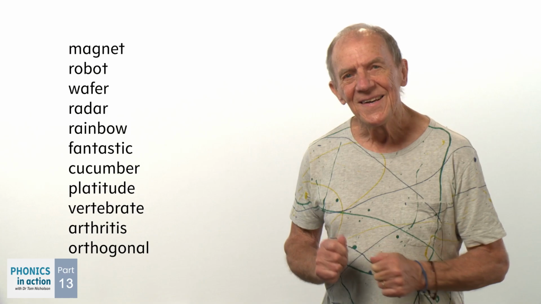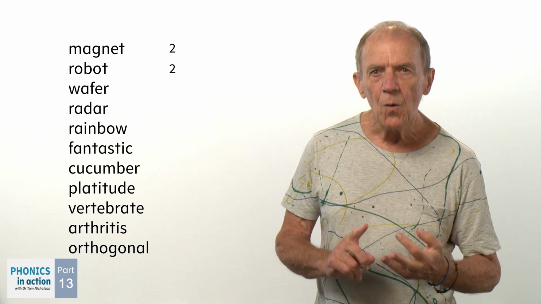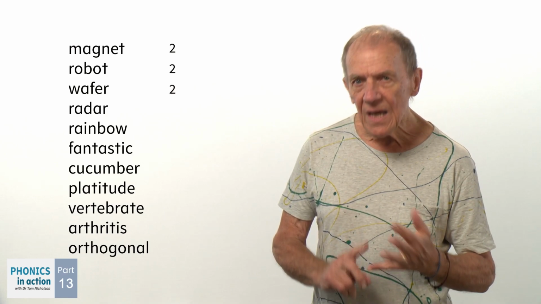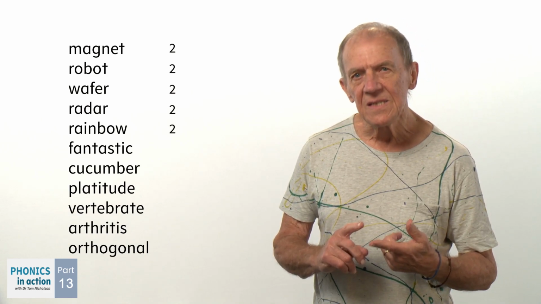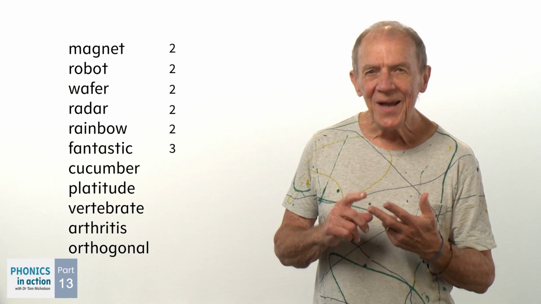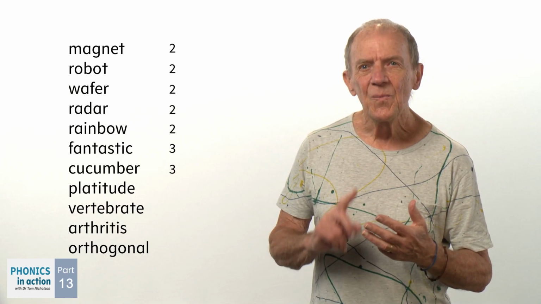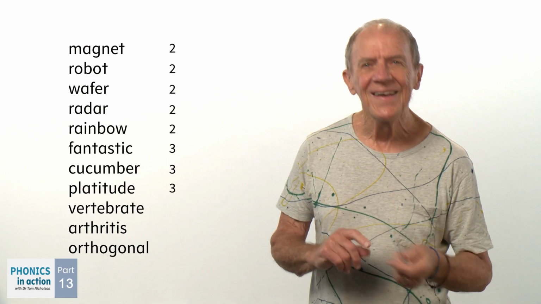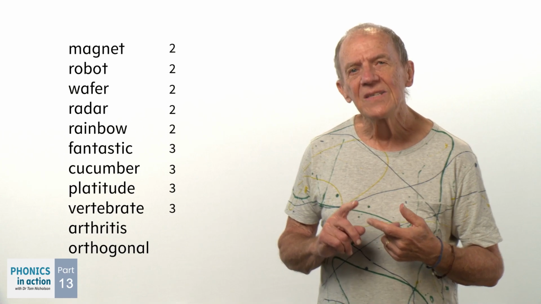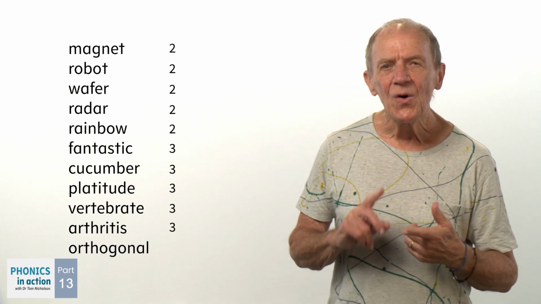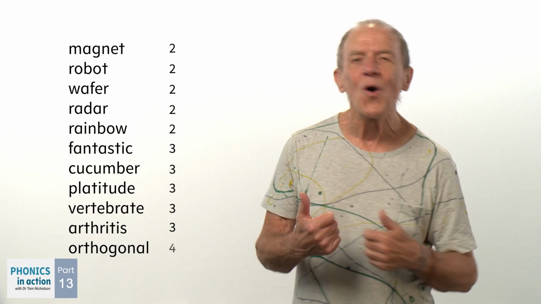Excellent. The answers are: magnet 2, robot 2, wafer 2, radar 2, rainbow 2, fantastic 3, cucumber 3, platitude 3, vertebrate 3, arthritis 3, orthogonal 4. Right, now we're ready for some lessons on the big six.